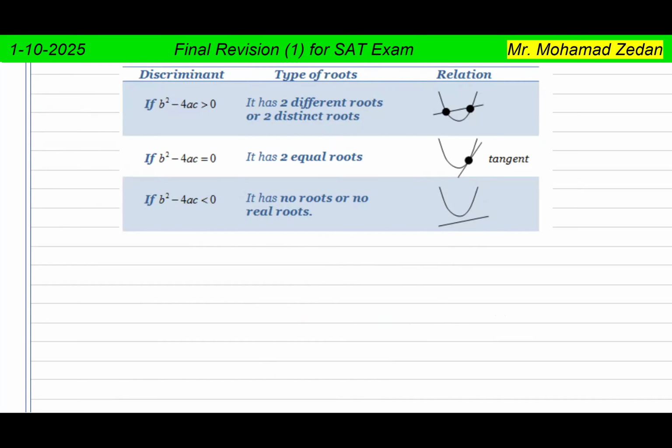Don't forget, for the quadratic equation, when it intersects with the line function, if the delta b squared minus 4ac is bigger than 0, you have two different distinct real solutions. If the delta is 0, you have two equal solutions or one real solution. If the delta, b squared minus 4ac, is smaller than 0, it has no roots or no real solution.